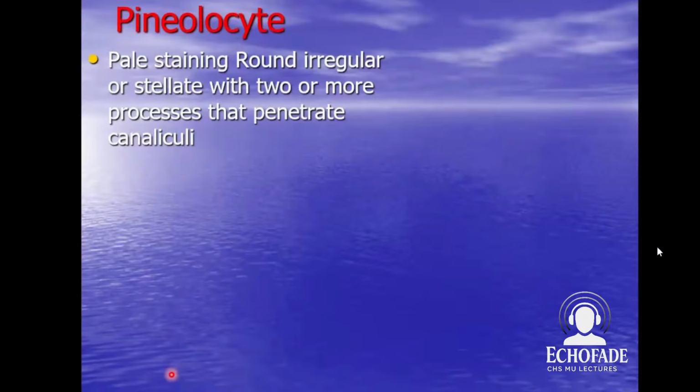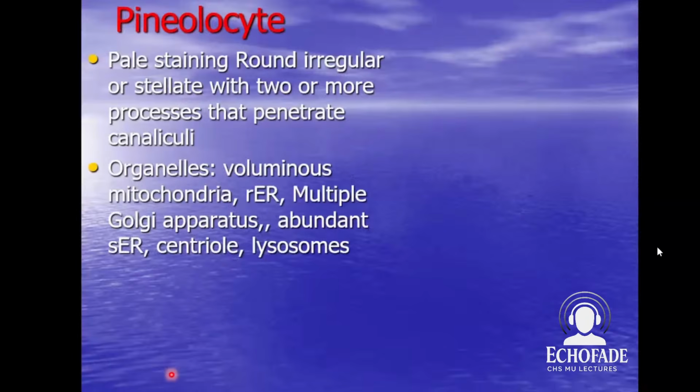The pinealocytes are pale staining, and they have a lot of processes. We talked about them being stellate in shape with a lot of processes. These processes penetrate into what you call canaliculi. These are very narrow ducts, and processes project into them. These narrow ducts are thought to be channels for the transport of the hormone melatonin.